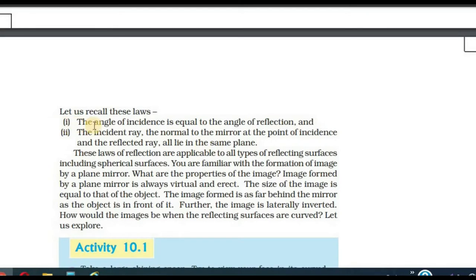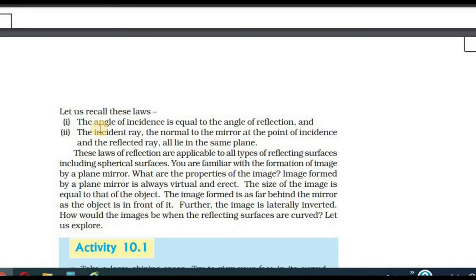There are two laws regarding reflection of light. One is that the angle of incidence is equal to the angle of reflection. The other is that the incident ray, the normal to the mirror at the point of incidence, and the reflected ray all lie in the same plane.